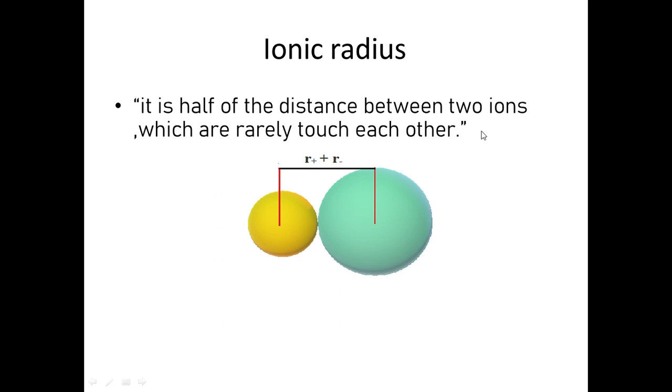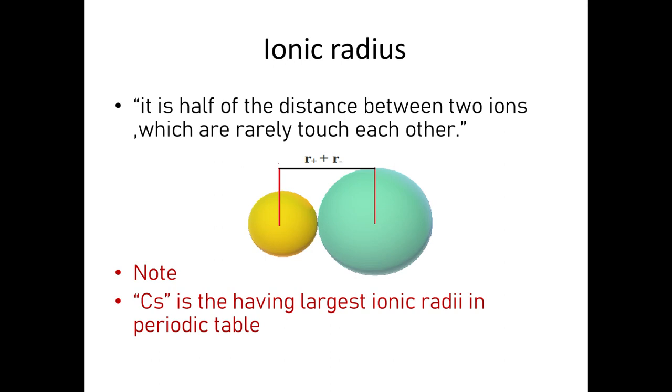It is half of the distance between two ions which are barely touching each other. Why are they barely touching? Because ionic interactions have no physical bonds between ions. They are simply electrostatic attraction. That's why it is called barely touching each other. There is a gap between the two spheres, cation and anion. Cesium has the largest ionic radius in the periodic table. That means the Cs unipositive ion has the largest ionic radius in the periodic table on the cationic side.